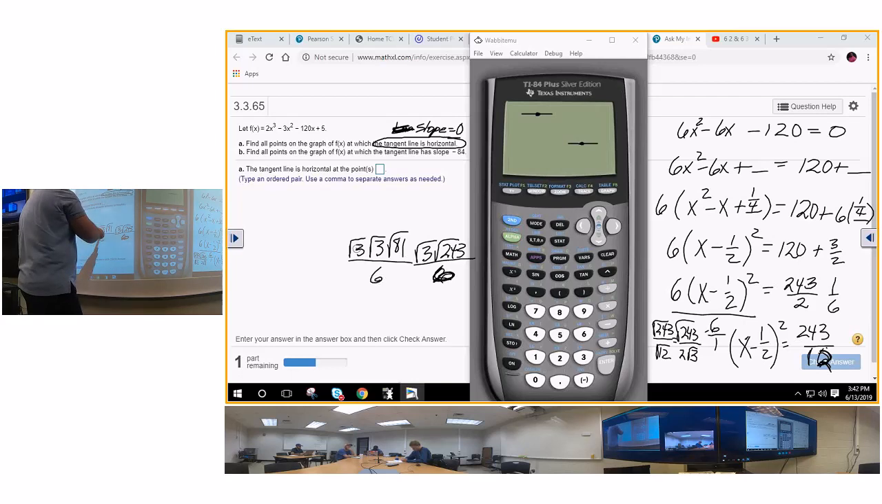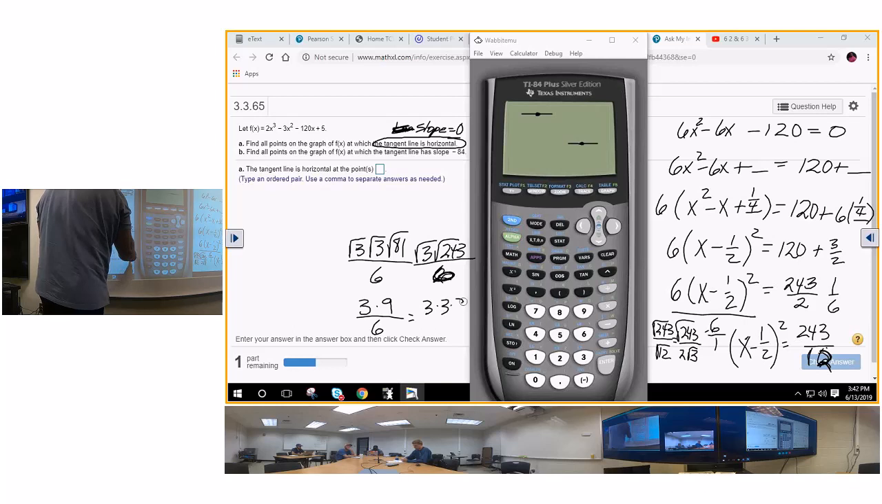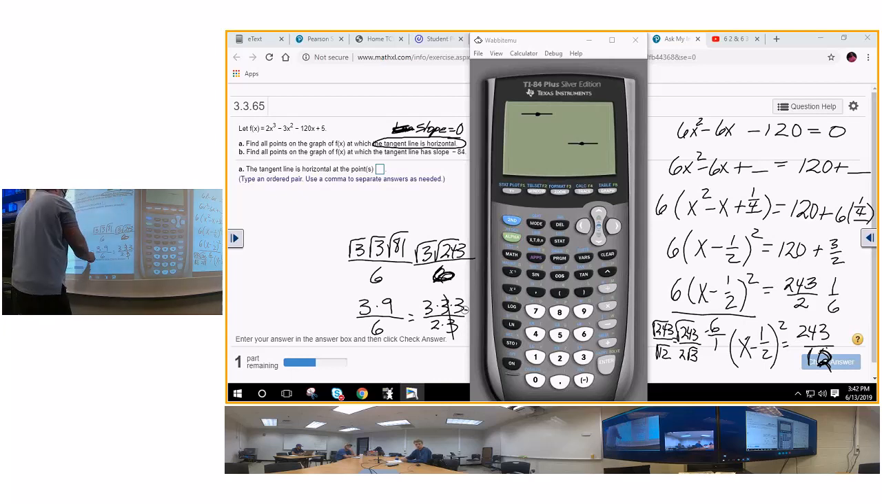3 times 3, that's going to be a 3. So that's 3 times 9 over 6. And that's going to be 3 times 3 times 3 over 2 times 3. So that's going to be 6. 3 times 3 is 9 over 2. I get 9 halves.